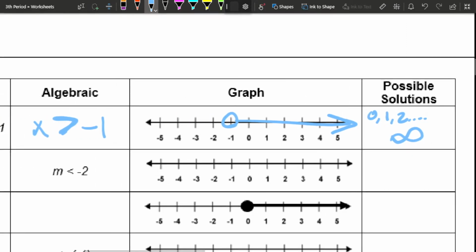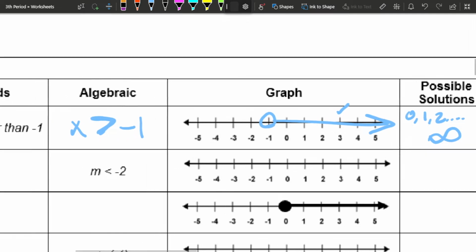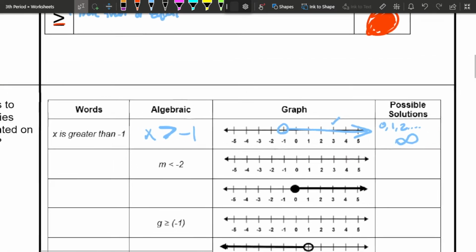For example, if I take 3 right here and put it right here, is 3 greater than -1? Yes. But if I put -2, is -2 greater than -1? It's over here, before -1, so that's less, so no, it's not. So that's basically how this works. You can just check your answers by plugging them into the value of x, the variable. Let's look at the next one.